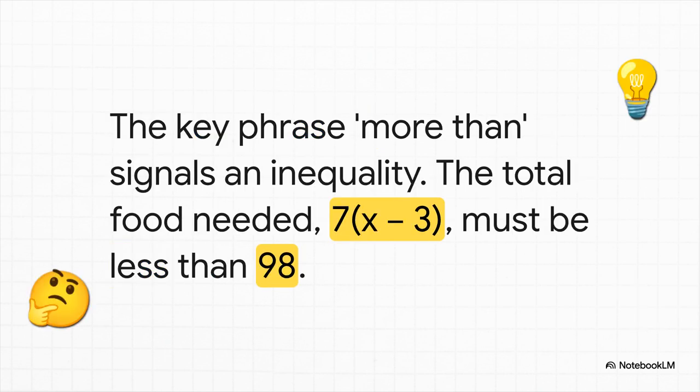So when you translate that problem, you get this inequality. And here's the big difference, right? This isn't about finding one single exact answer for x. It's about setting a limit, a boundary. The total food they need has to be less than the 98 units they have on hand.